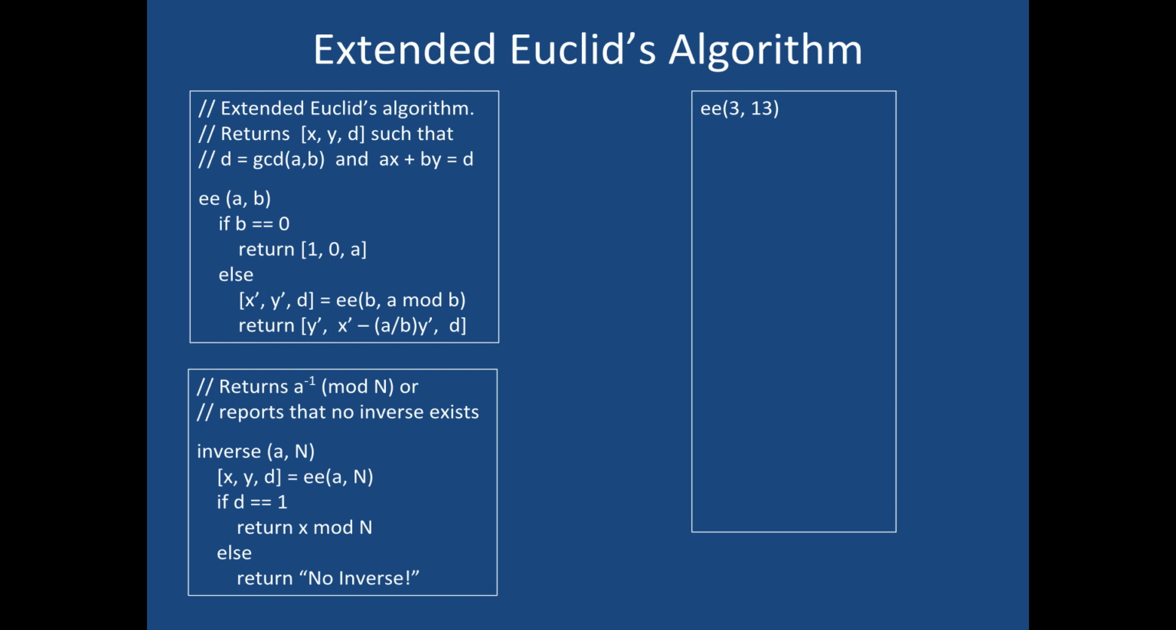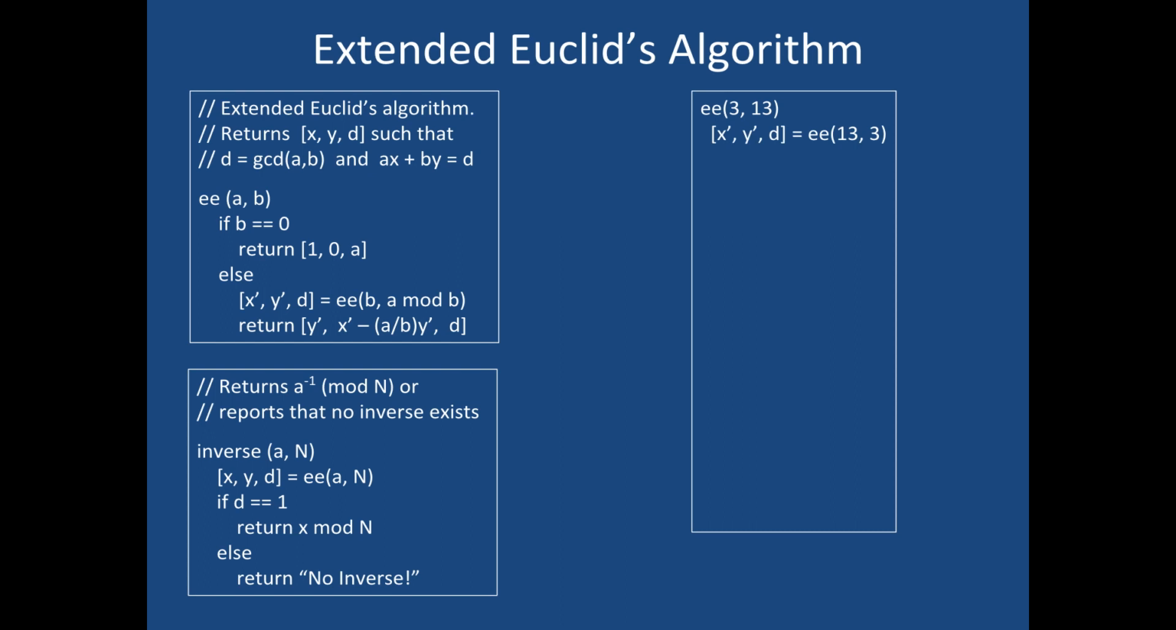We call extended Euclid of 3 and 13, presumably because we want the inverse of 3 mod 13. What recursive call is made? We're certainly not at the base case. So what recursive call gets made? Yeah, until we get to the bottom of the recursion, it's going to look just like Euclid's algorithm. So we're just down here in the recursive case. It says b, comma, a mod b. So it's going to be E of 13, 3. And we're going to make that call.